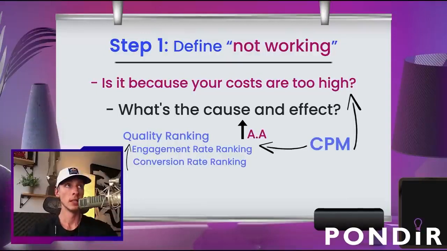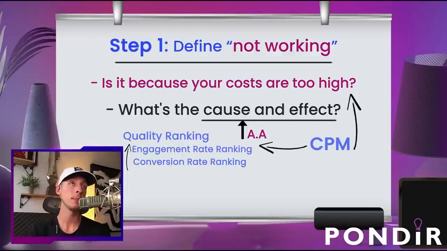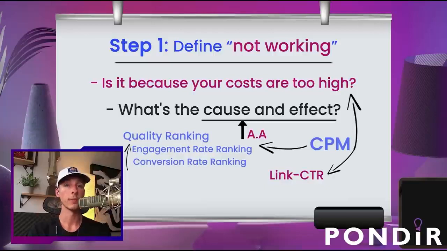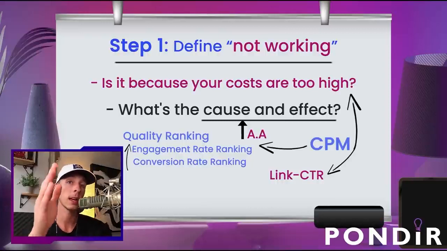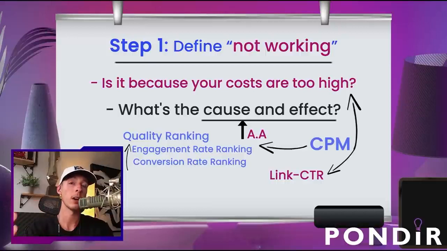All right. So is it because your costs are too high? Likely yes. Okay. So what is the cause and effect? Well, how does CPM influence the rest of the costs? Let's look at it like this. So CPM, and then you have a link click-through rate. So what is link click-through rate? Once again, go ask Milo. But in the meantime, link click-through rate means what is the percentage of people that click the link to your website out of 100 that saw your ad?